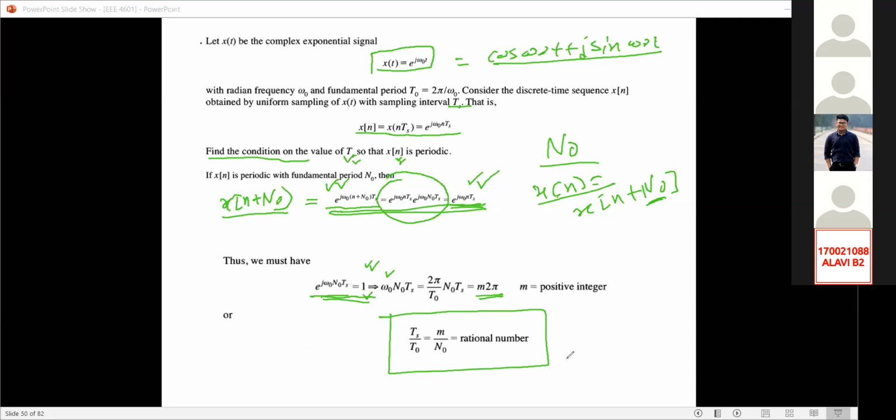That means the ratio of your sampling time and the time period of your signal must be a rational number. Do you know what a rational number is? A rational number means the ratio of two integer values, which we discussed in the last class. Either this can be the case, or it can be made an integer by using some technique that we have discussed earlier.